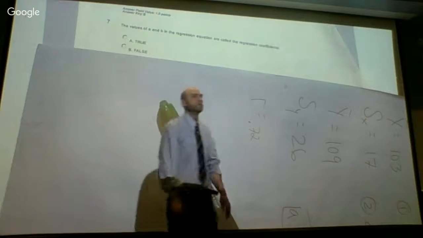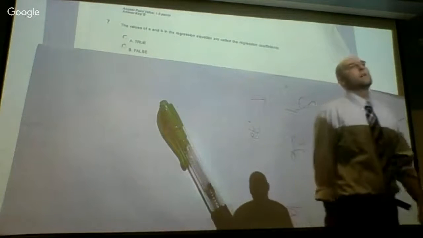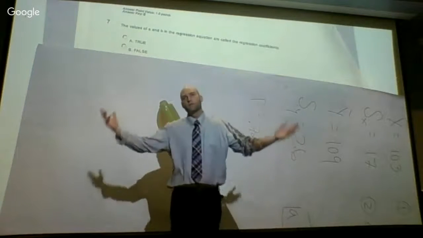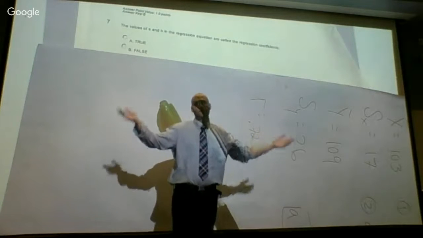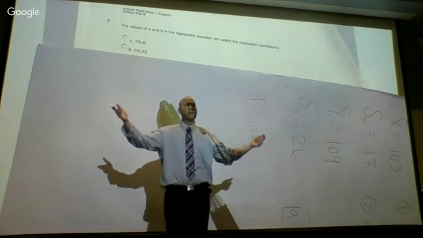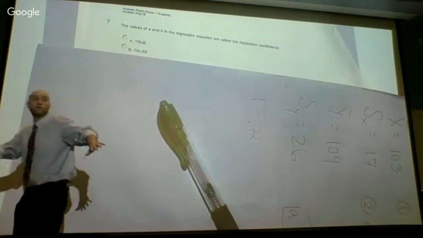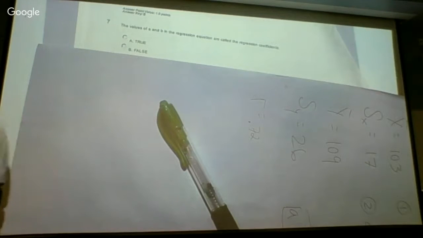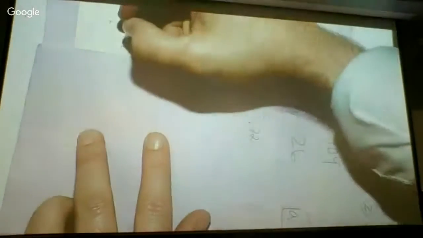7. A and B are called regression coefficients in the linear regression equation. What do you say? Stephen says true. Billy agrees. Yeah, I agree too. A and B are regression coefficients.